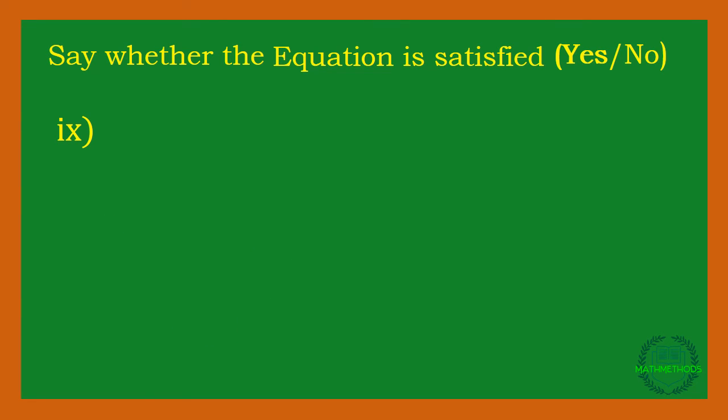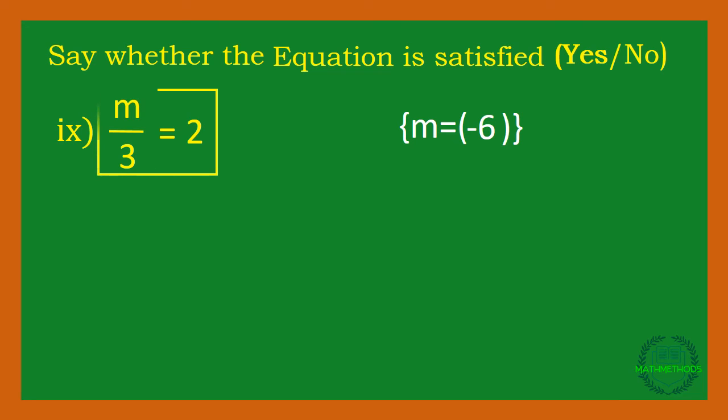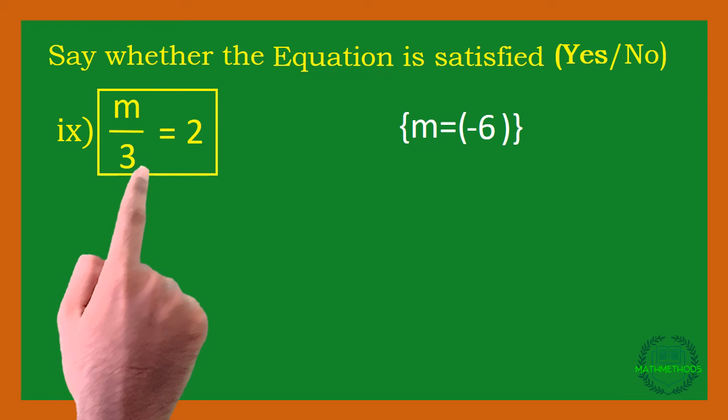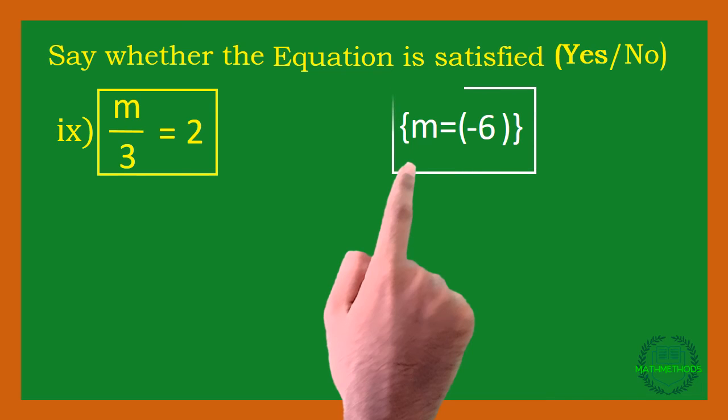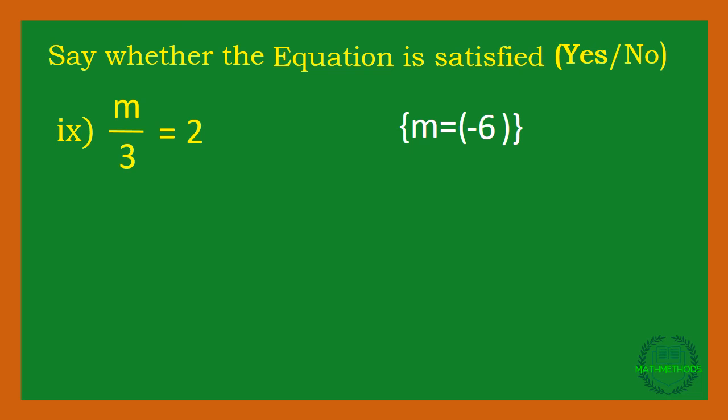Now next, let's take the ninth example from this exercise. That is m upon 3 equals 2 for the value of m equals minus 6. m upon 3 equals 2 is the equation and we are given the value of m as minus 6. In this equation, to the left hand side we have m upon 3 and to the right hand side we have 2.